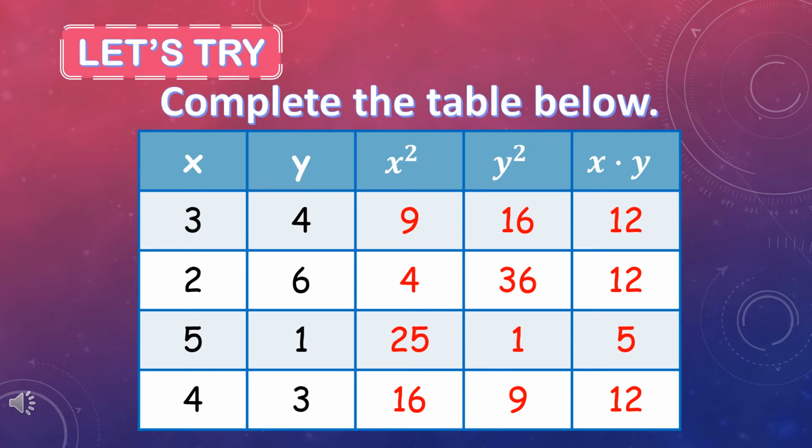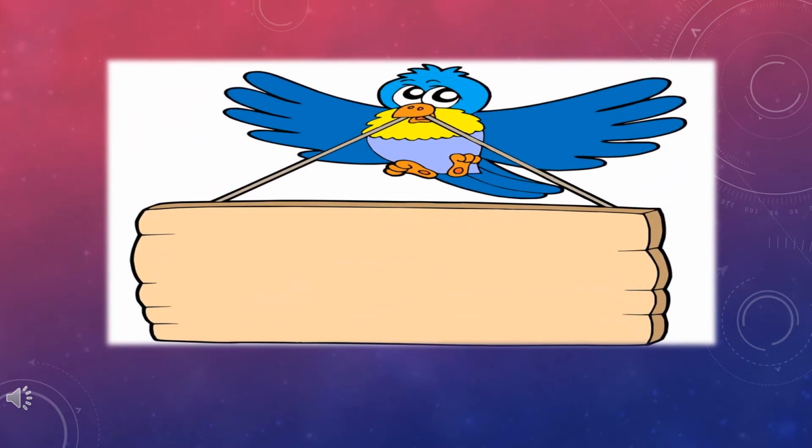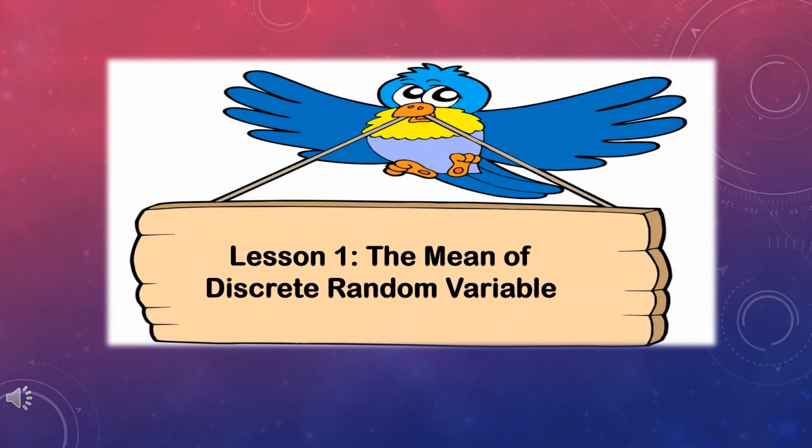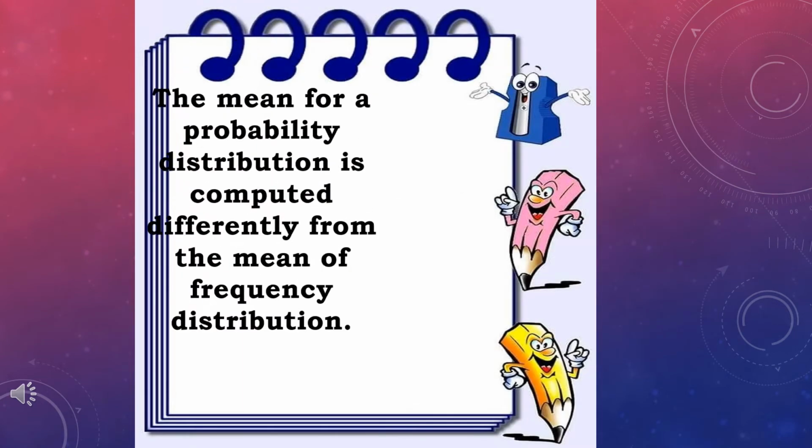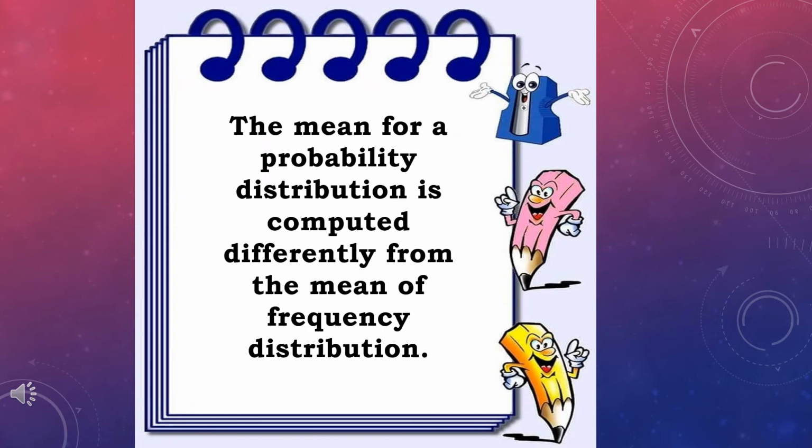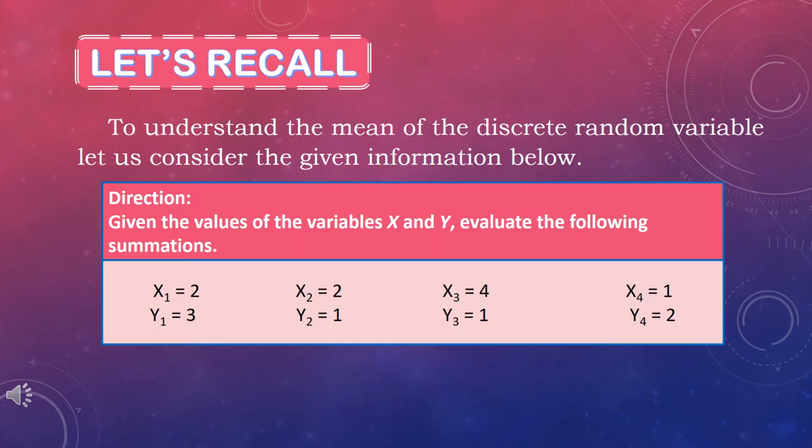So, ano ba yung kaugnayan nito sa ating lesson? Lesson is the mean of a discrete random variable. The mean of a probability distribution is computed differently from the mean of frequency distribution. Let's recall to understand the mean of a discrete random variable. Let us consider the given information below.